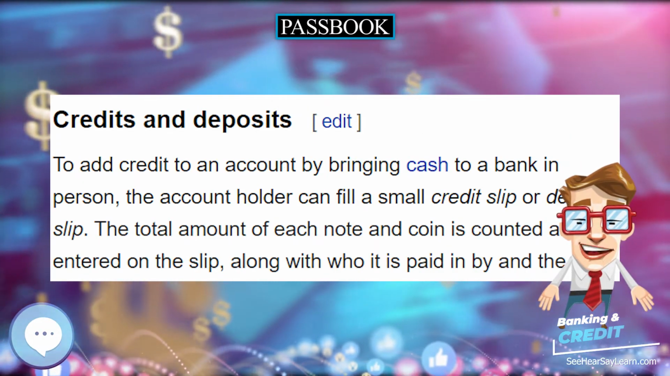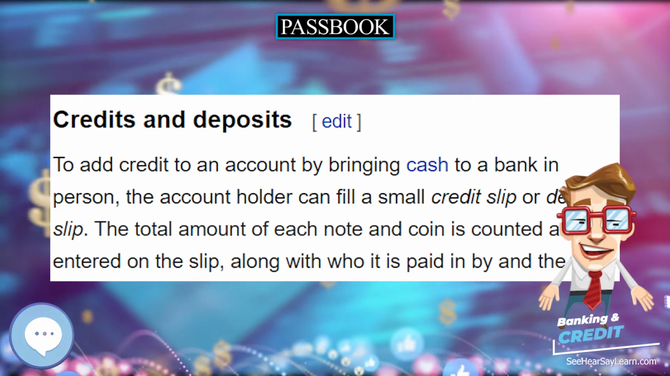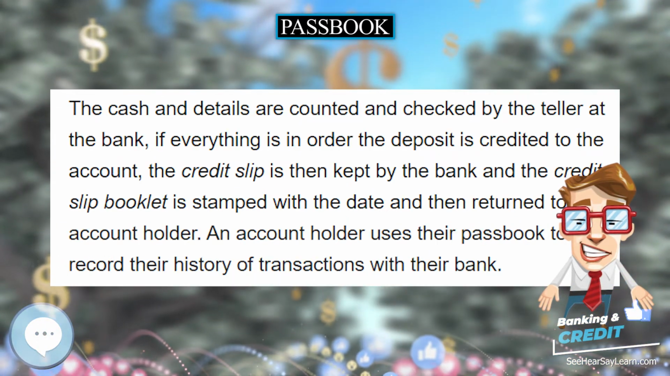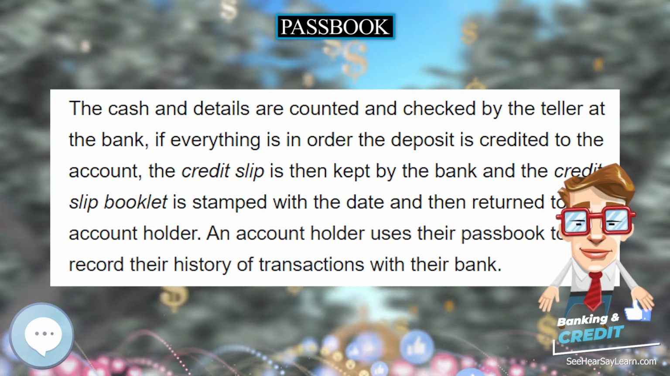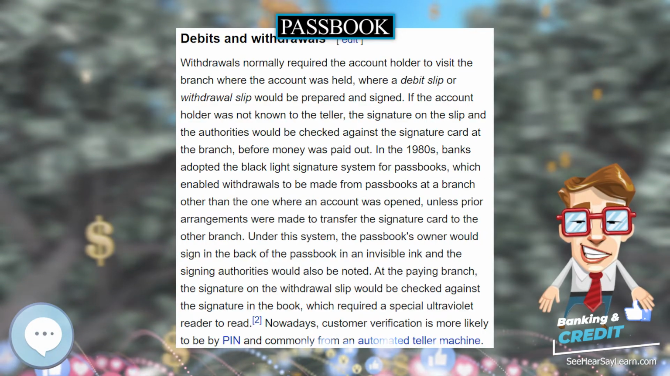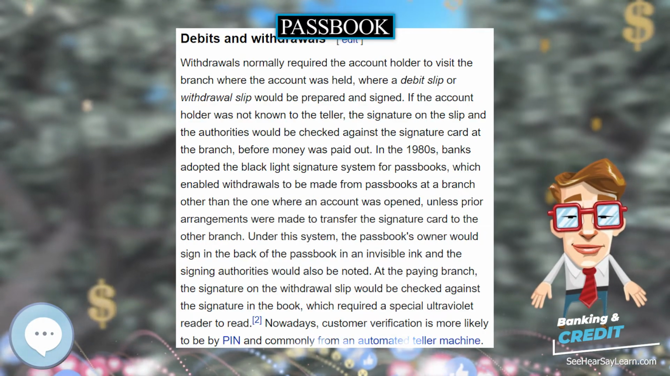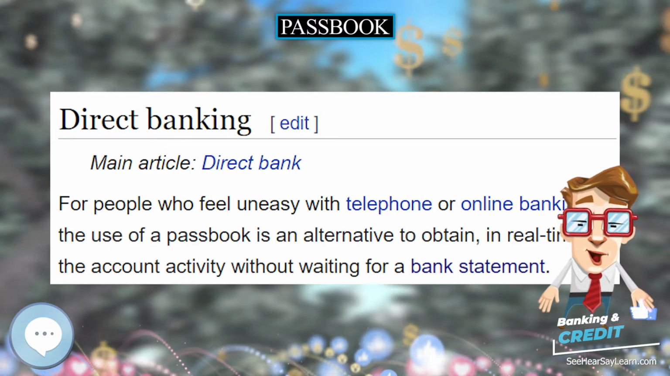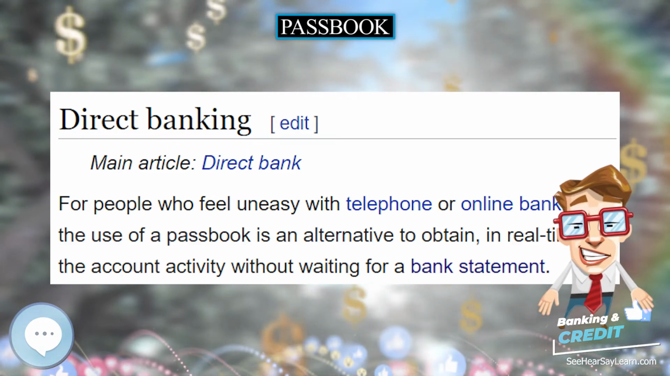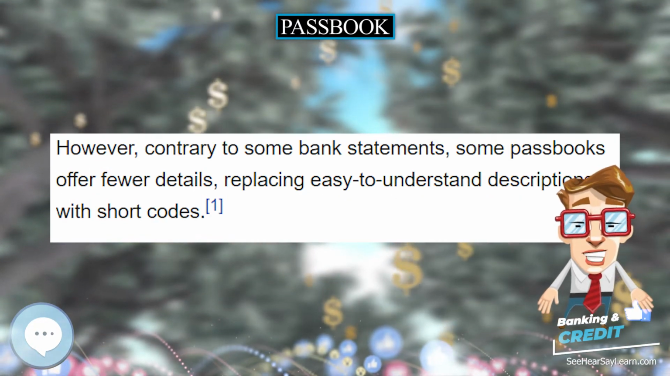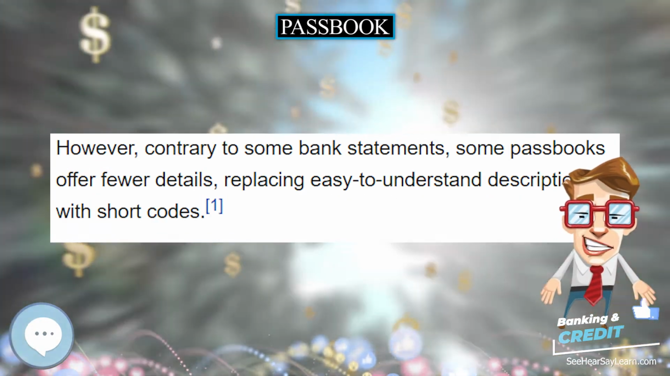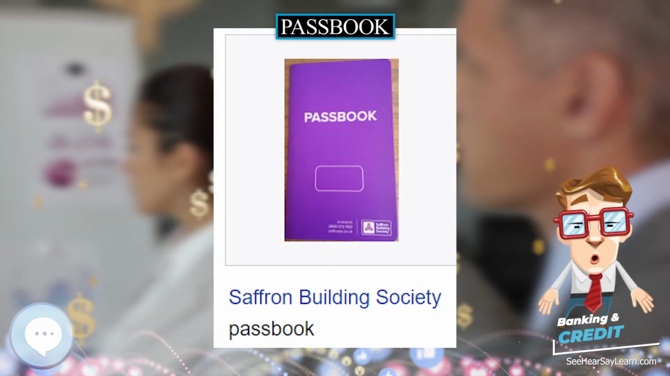Usage. Credits and deposits. To add credit to an account by bringing cash to a bank in person, the account holder can fill a small credit slip or deposit slip. The total amount of each note and coin is counted and entered on the slip, along with who it is paid in by and the date. The cash and details are counted and checked by the teller at the bank. If everything is in order, the deposit is credited to the account. The credit slip is then kept by the bank and the credit slip booklet is stamped with the date and then returned to the account holder.